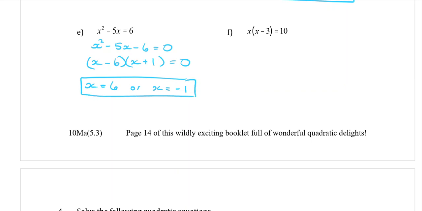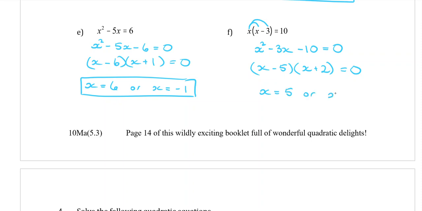Question F, it looks like it's factorised, but not properly because of the 10 over there. So I actually have to expand it out. X times x is x squared. X times minus 3 is minus 3x. And move the 10 over to the left-hand side, so minus 10 equals 0, so that I can factorise it properly. We have x's out the front, and we say what times to give minus 10 and adds to give minus 3? It's negative 5 and positive 2. So the solution from the first bracket is x equals 5. The solution from the second bracket is x equals negative 2.